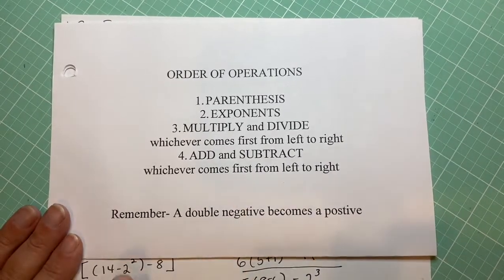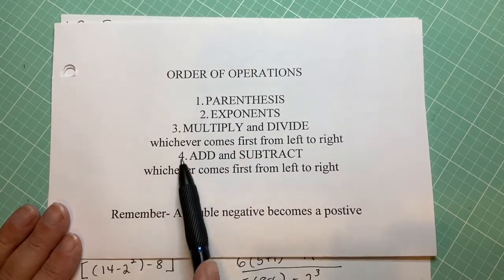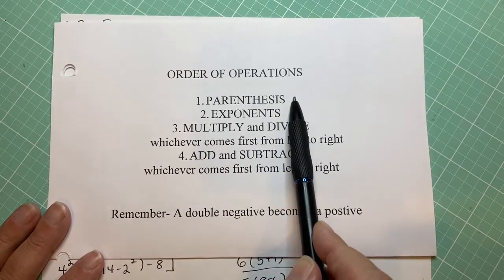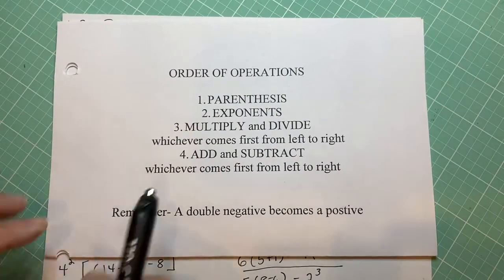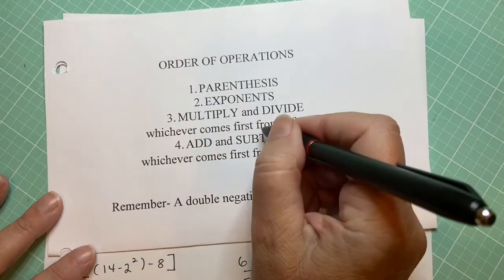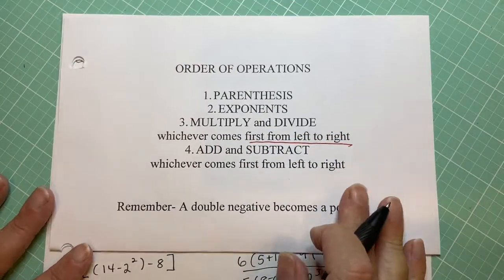But where most people get mixed up is right here in step 3 and 4. So there's really only 4 steps for order of operation. The first step is to get rid of all parentheses. The second step is to get rid of all exponents. But the third step is to multiply and divide. You do this all together in one step with whatever comes first from left to right. So that's what's really important there.